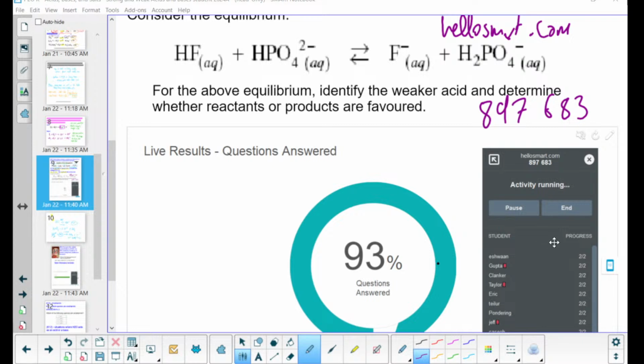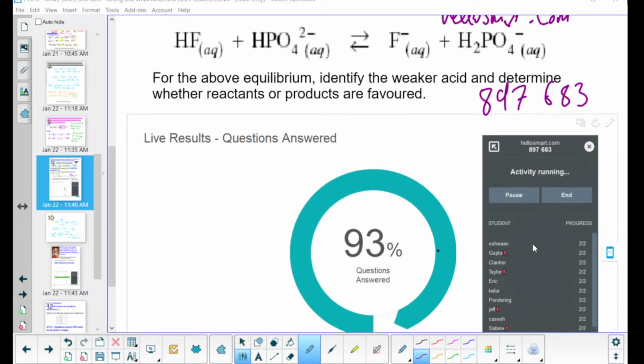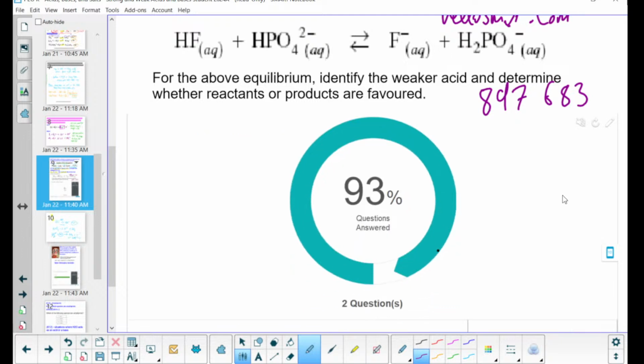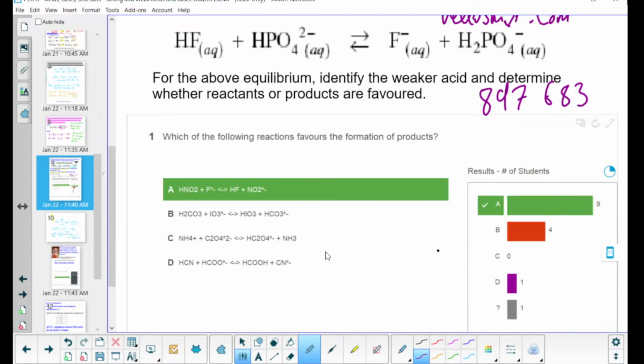Submit your answers. 5, 4, 3, 2, 1. Hold on, hold on. Okay, you submitted. Okay. End. Nice. So, you should get results. Look at us. Which one of these favors the formation of products?